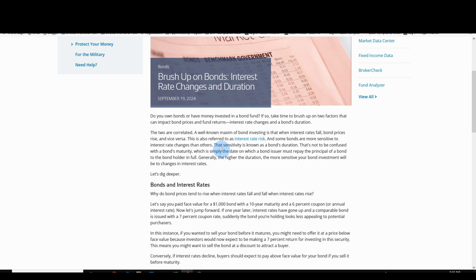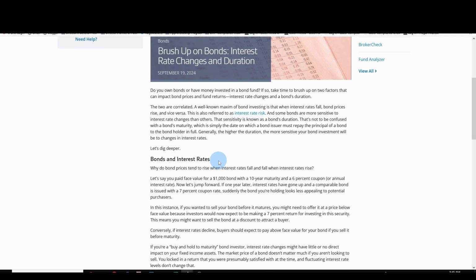That's not to be confused with the bond's maturity, which is simply the date on which a bond issuer must repay the principal of a bond to the bondholder in full. Generally, the higher the duration, the more sensitive your bond investment will be to changes in interest rates. Let's dig a little deeper.